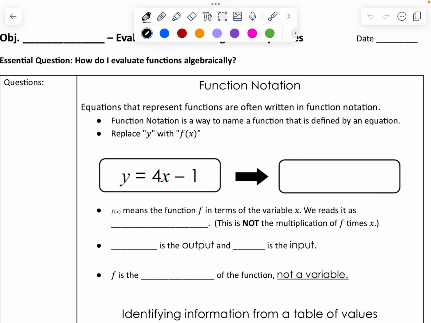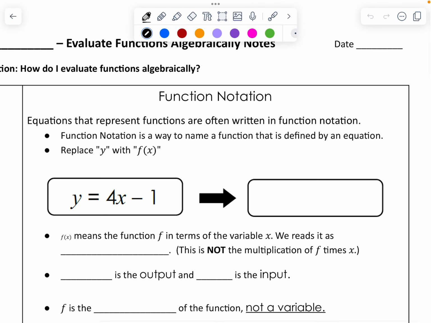Today we're going to be evaluating functions algebraically. So let's first go over function notation. Equations that represent functions are often written in function notation, and that's a way to name a function that's defined by an equation. So you're just replacing y with f of x. So instead of y equals 4x minus 1, we would write that f of x equals 4x minus 1.